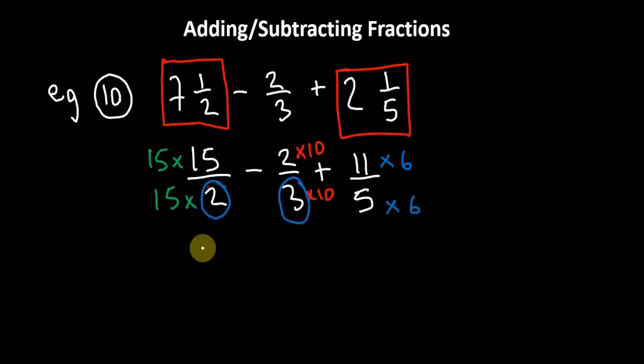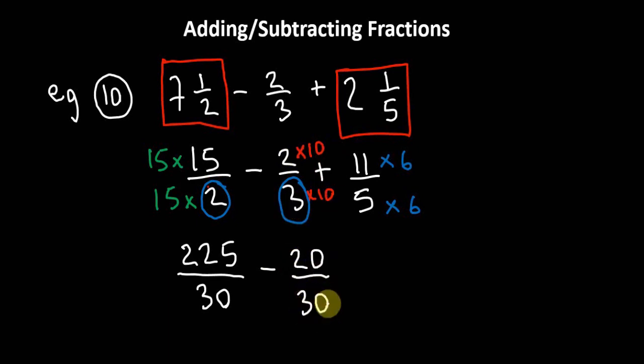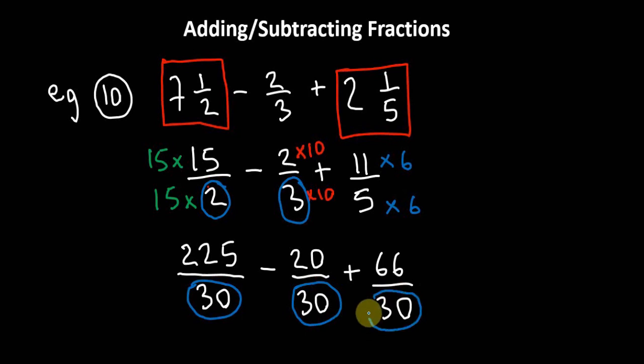From here, the rest is history. We'll just carry out our multiplication. So 15 times 15, of course, that's 225 over 15 times 2, that's 30, minus 2 times 10, that's 20, over 3 times 10, that's 30, plus 11 times 6, that's 66, over 5 times 6, which is 30. And again, guys, this is what we're looking for. All three denominators are the same. So we can go ahead with our subtraction and addition respectively.